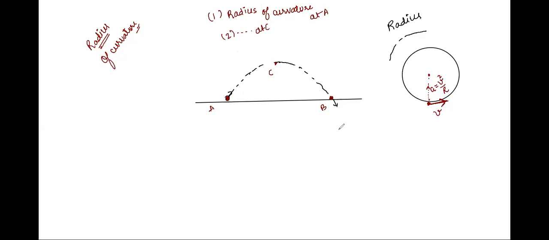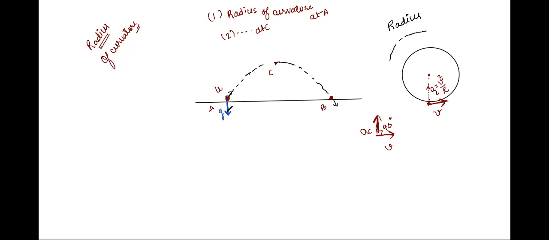So the concept is that this centripetal acceleration, AC, and V are perpendicular to each other. I will repeat, AC and V are perpendicular to each other. So what is the acceleration and velocity which is active over here? See, at point A, we have already learned that the acceleration due to gravity is working downwards, right? So we have a g over here.